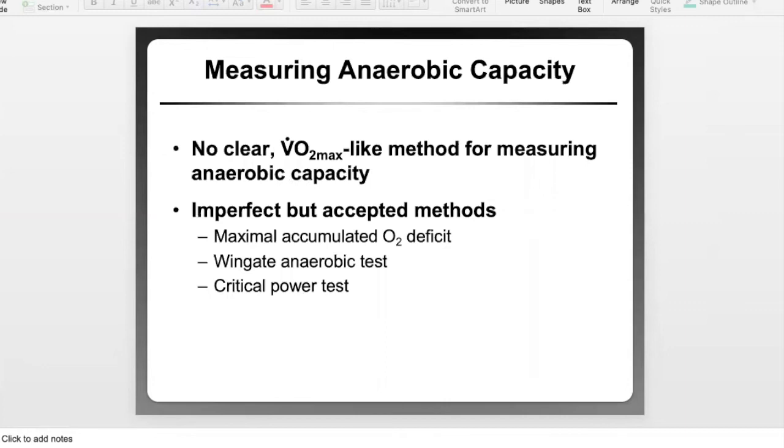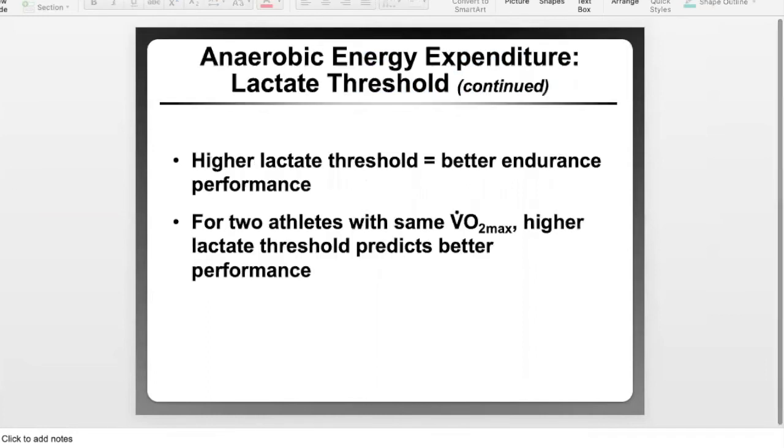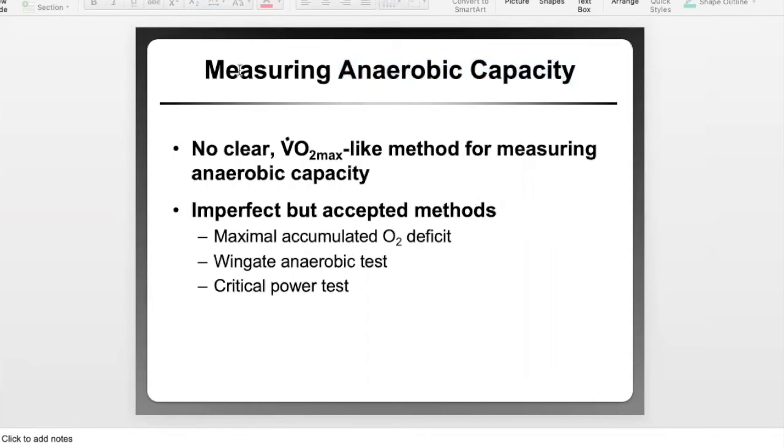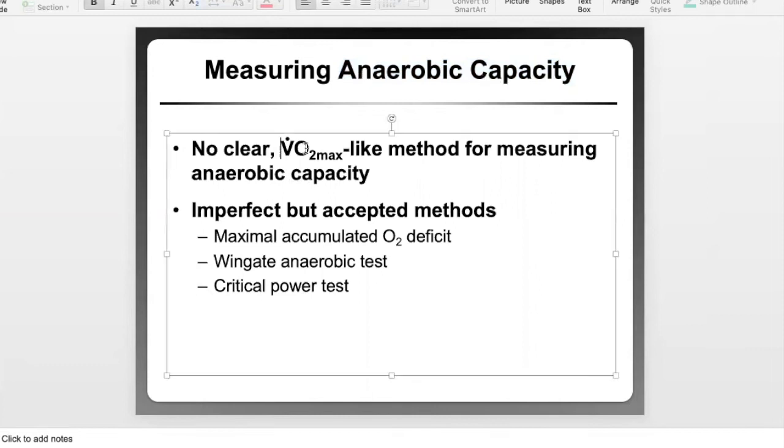Now it's somewhat difficult to measure anaerobic capacity. Anaerobic is the ability to utilize ATP without the presence of oxygen. And remember, thus far, we've been talking about energy expenditure with oxygen. So here, now we're talking about measuring your anaerobic capacity, and there's no measurement like VO2 max for anaerobic capacity.